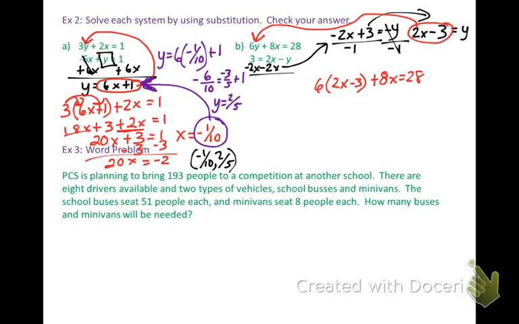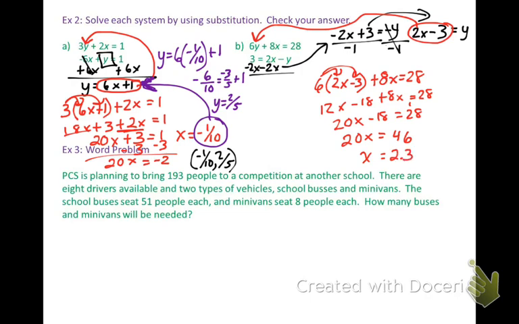Sorry. So distribute. So it's going to be 12x minus 18 plus 8x equals 28. 20x minus 18 equals 28. 20x equals, alright, it's 20x equals 46 divided by 20. X equals, sometimes decimals are better, so 2.3.